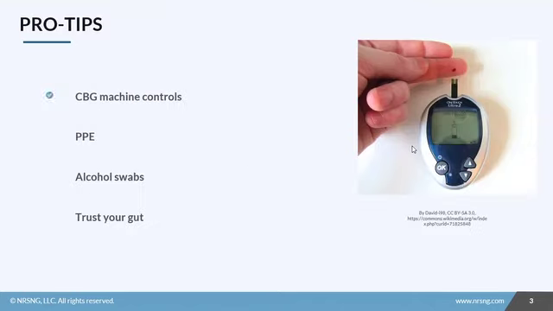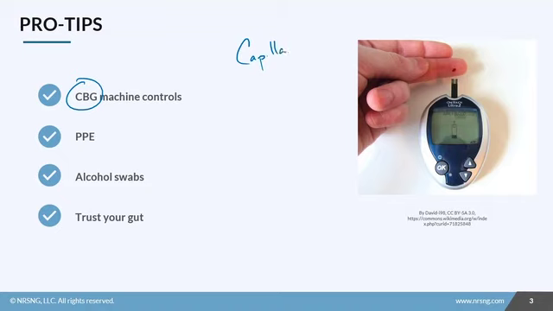Now, when we talk about the machines that we use, we're going to refer to these as CBG machines. CBG just stands for capillary blood glucose. But it's your responsibility as a nurse to make sure that your CBG machine has had a recent blood sugar control. The blood sugar control is a test that you do, usually once a shift or after so many hours, to make sure that the machine is working accurately. If you don't, you could get a false reading and potentially harm your patient, and we want to avoid that at all costs.